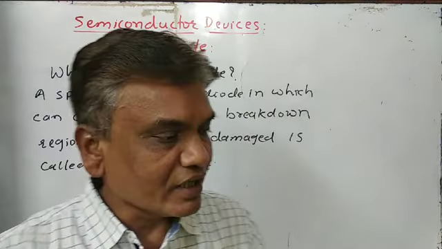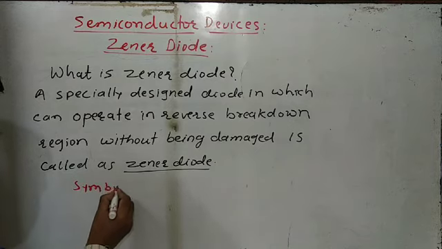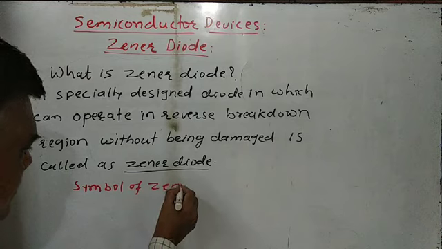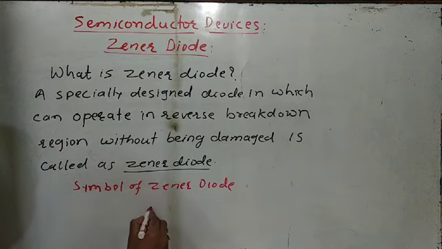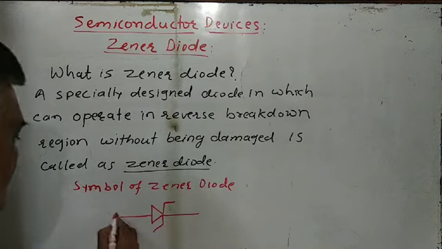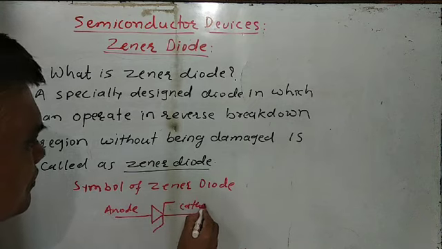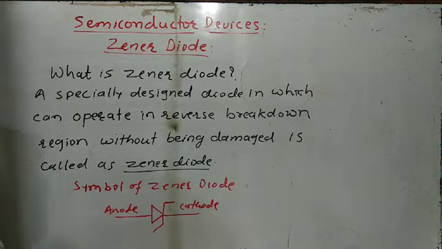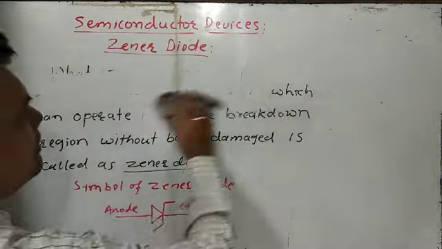Now, the symbol of the Zener diode. This is the anode and this is the cathode. This is the symbol of the Zener diode. This is the Zener diode, and that was the definition of the Zener diode.